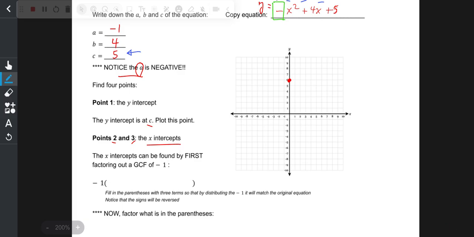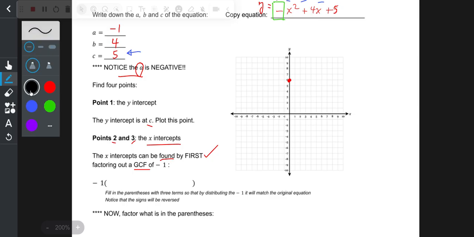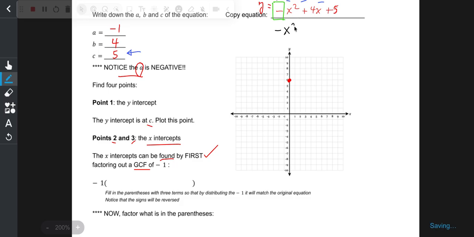The x-intercepts should be found by first factoring out a GCF of -1. So what do we mean by that? I'm copying this part of the equation over again. When you factor out -1, you're putting -1 outside these parentheses, and inside the parentheses, you're going to copy this exactly as you see it, except you're changing the signs. Notice how the positive becomes negative, and this positive will also become negative.